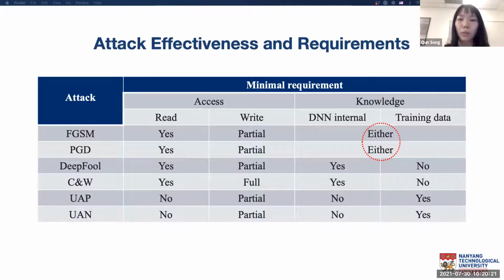internals under the white box setting or the training dataset under the black box setting, and this is marked by either in the table. For the D4 and CNW attacks, the DNN's internals are a must for generating effective adversarial examples. Both UAP and UAN need the training dataset to compute the universal adversarial perturbation, and the DNN internals are not a must to generate an effective attack.